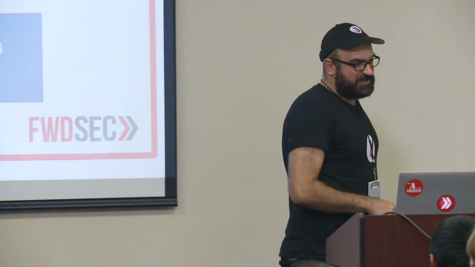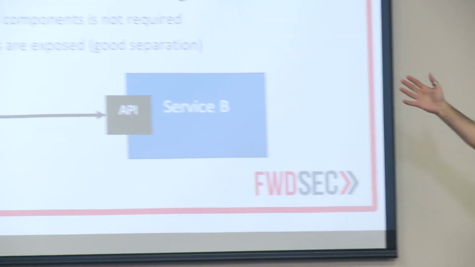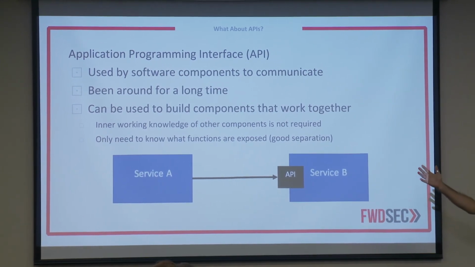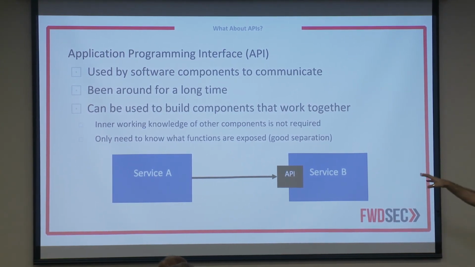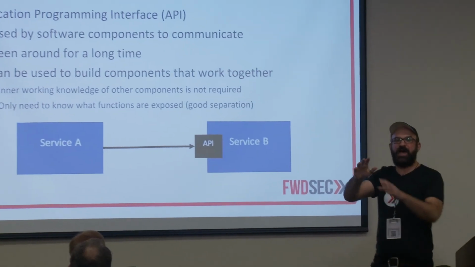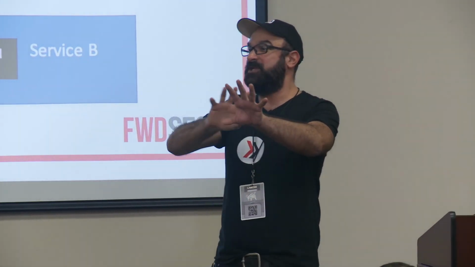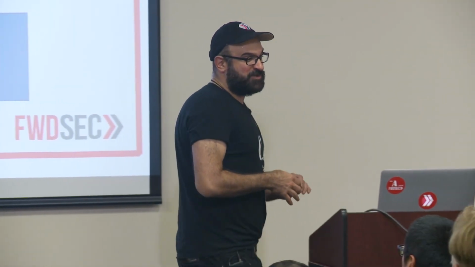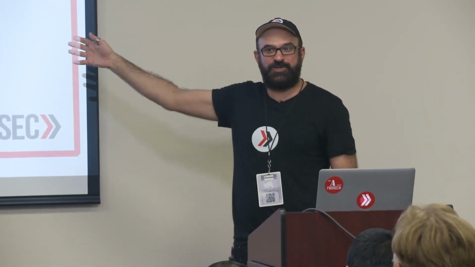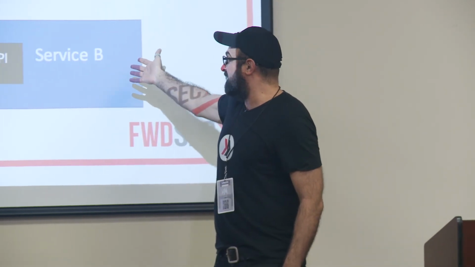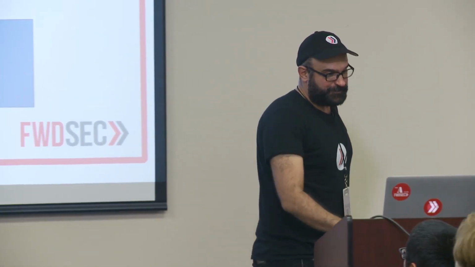So now, how do we take that into what we're talking about? An API is used by software components to communicate, has been around for a long time, and can be used to build components that work together. Inner working knowledge of other components is not required. You just expose your API, these are the methods, and these are the attributes, and that's all the other user needs to know. They don't need to know what is happening inside that particular component. You only need to know what functions are exposed, and that's good separation. Here you can see that service A is consuming the API that is exposed by service B.